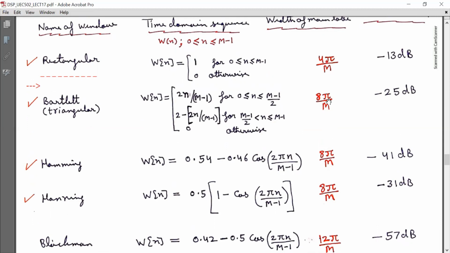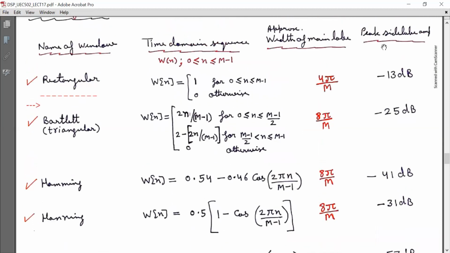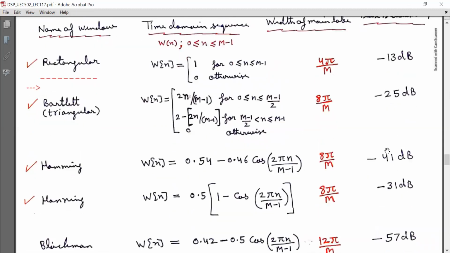Now, if I compare it with the rectangular window, I find that for the other windows, the main lobe width has increased, and the peak side lobe amplitude is, let us suppose for Hanning it is minus 31 dB, whereas for rectangular it is minus 13 dB. So Hanning is a better option than the rectangular window.